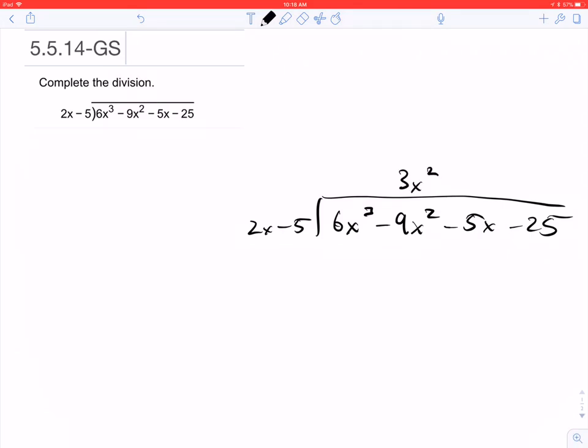Now we multiply back. So when we go in this direction, we multiply. 3 times 2 is 6x cubed right there. 3 times negative 5 is minus 15x squared. What's the next thing that we need to do? Subtract. So here we need to subtract.